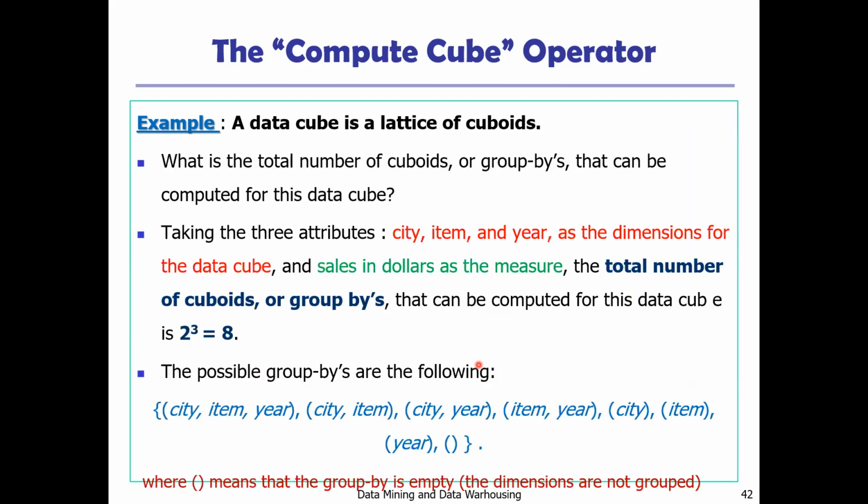The number of possible group bys that we can have is represented by 2 to the power 3. So the formula is actually calculated based on the number of dimensions we have. If we have 3 dimensions, we have 2 to the power 3, which is 8 possible group bys. And here are the group bys: all of the items together, city and item, city and years, item and year, and then city, item, year, and then no grouping.